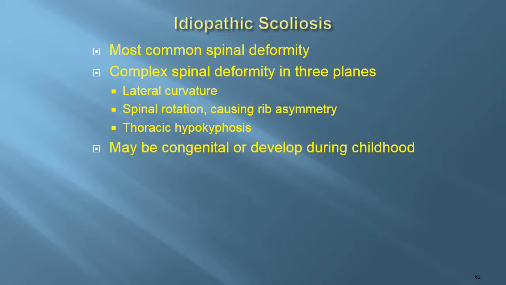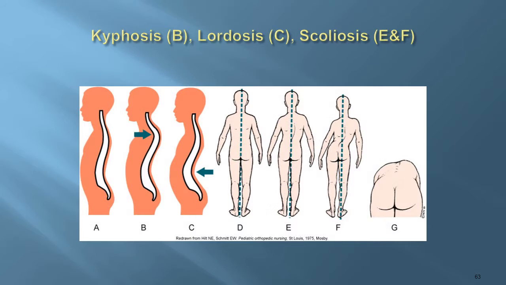Idiopathic scoliosis is the most common spinal deformity. It is a complex spinal deformity that occurs in 3 planes. There's a lateral curvature, a spinal rotation causing rib asymmetry, as well as a thoracic hypokyphosis. It may be congenital or developed during childhood. In this diagram, you can see the associated curvatures of kyphosis, lordosis, and scoliosis.